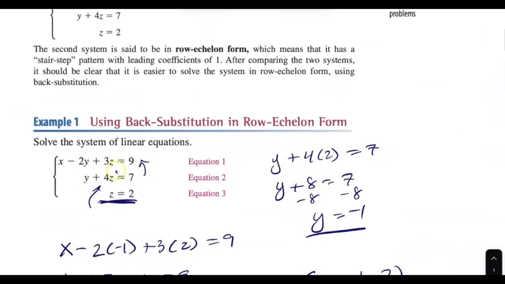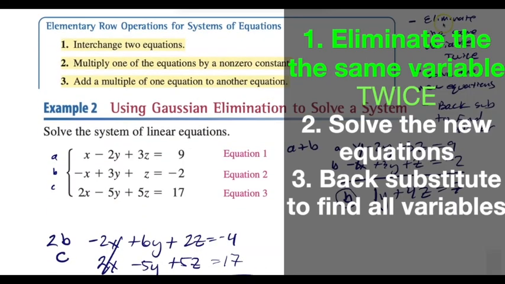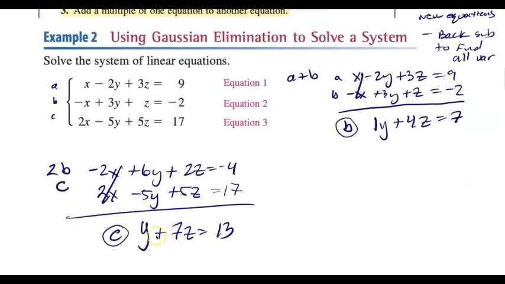It's not row echelon form yet. Okay, it doesn't have 2 things. It only has 1 thing here. This is where we get to my next step. My first step was eliminate the same variable twice. So we pick a variable. In this case, we picked x. We're going to eliminate it twice. Eliminate it once, and then I eliminated it again using a different combination.